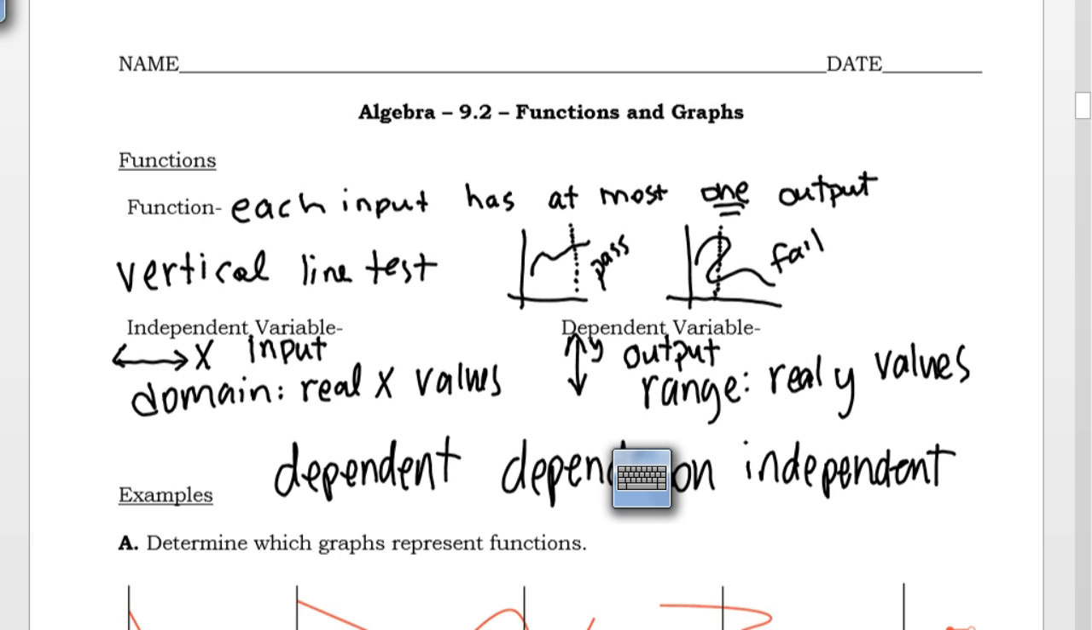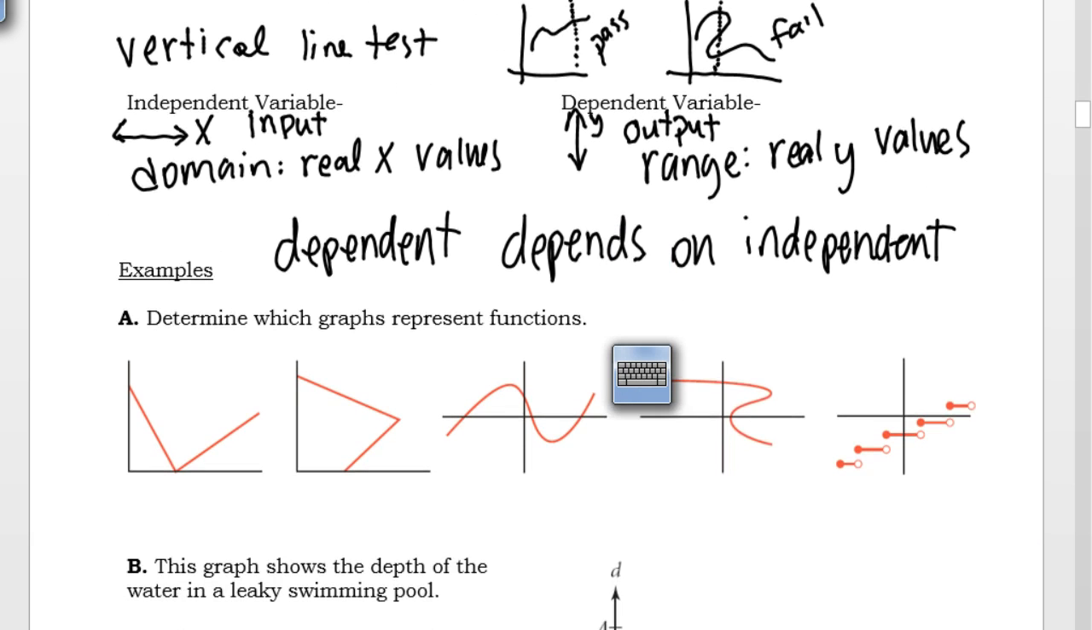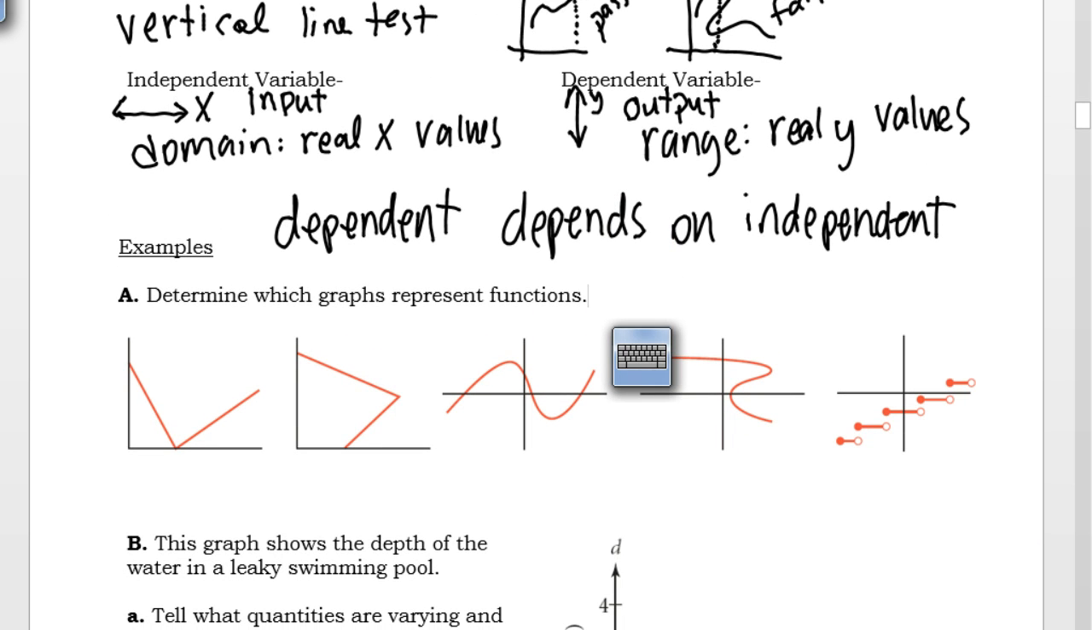So let's do some examples. I have a bunch of graphs here, and we want to know which ones are functions. So I'm going to do the vertical line test. If I can draw any vertical line that hits the graph more than one time, it fails the test. Every one of those lines I drew hit the graph once, that passes the test. So yes, that's a function.